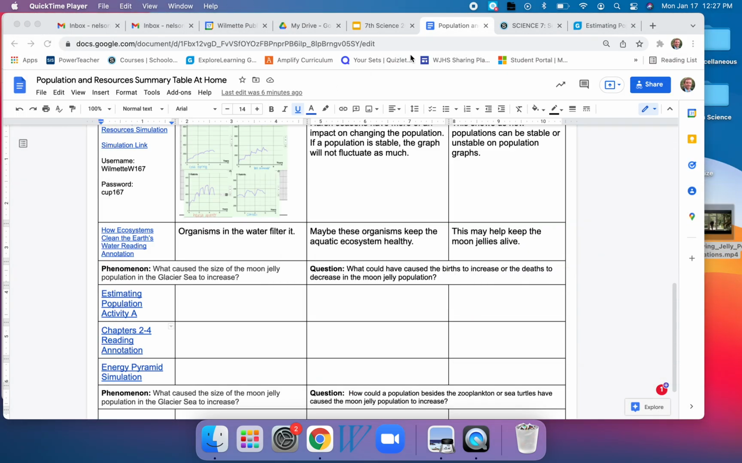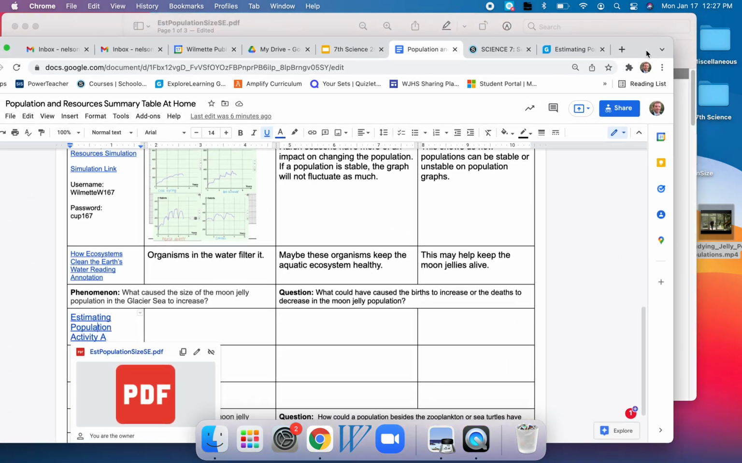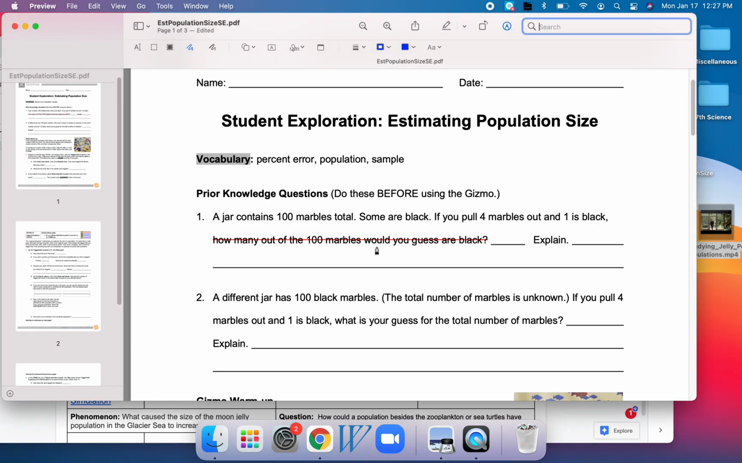All right, so to study moon jelly populations, we're going to open up the estimating populations simulation, and it's going to look like this worksheet when you open it up. Please open up the worksheet. Please store it as a PDF. If you need to pause while you watch this part of the video, open up the worksheet.